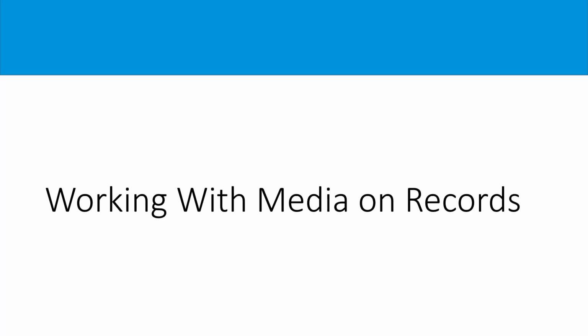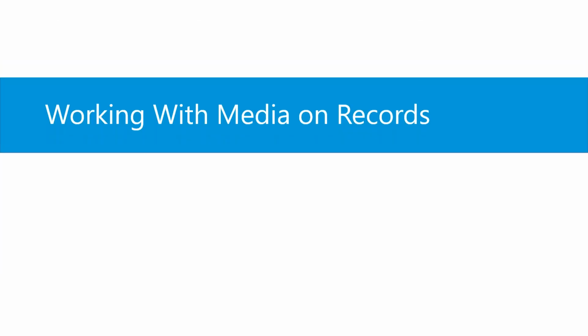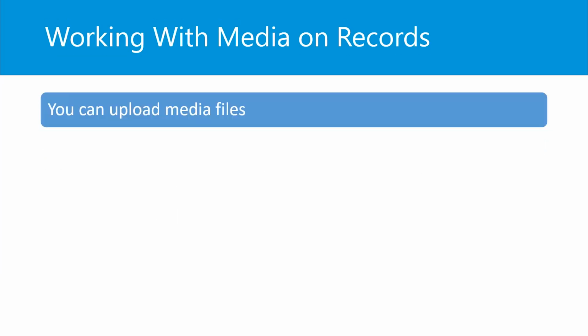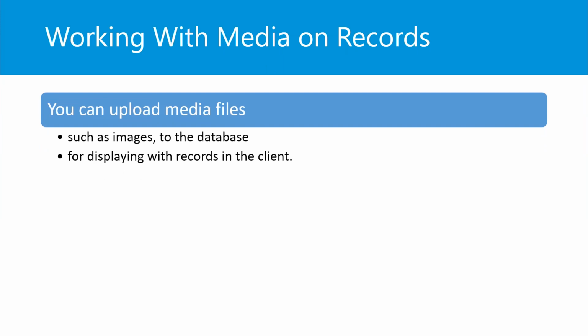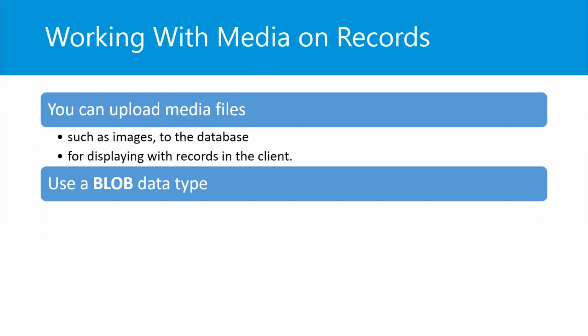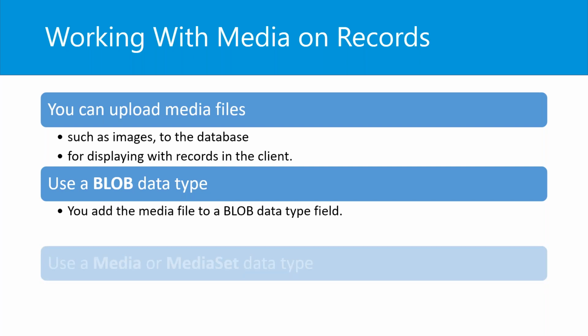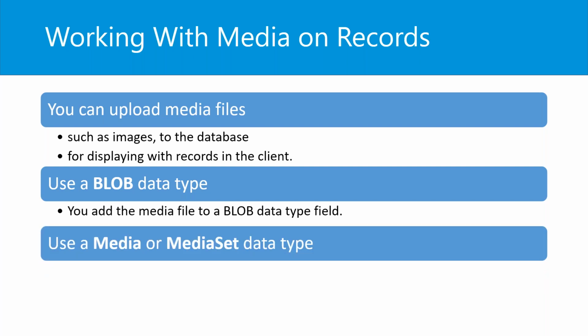We're working with media on records. To work with media files in the application, like images which we store in the database, to display them in the clients with certain records, until now we have always used a blob data type, a binary large object. You like it or you hate it. We add the media to our blob data type fields, and that was it. Performance wasn't that fantastic.